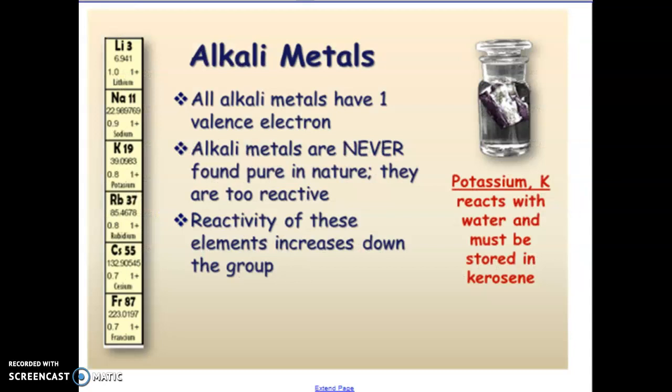Remember, a chemical family or a chemical group are elements that have similar properties. So all of the elements in group number 1 have similar properties, of course, other than hydrogen. It's kind of like the odd one out. Alkaline metals are all metal elements, and they all have one valence electron.